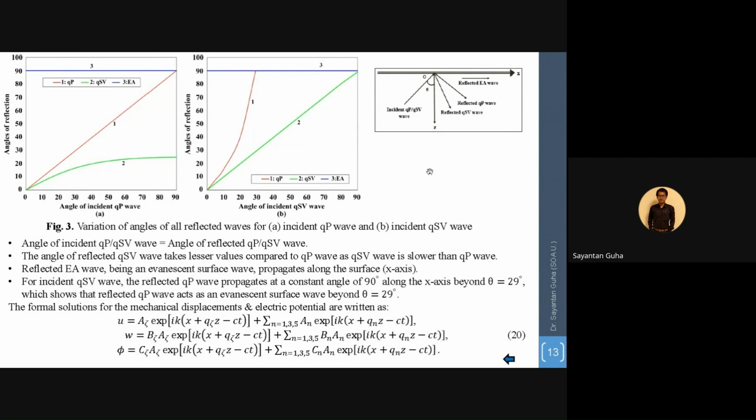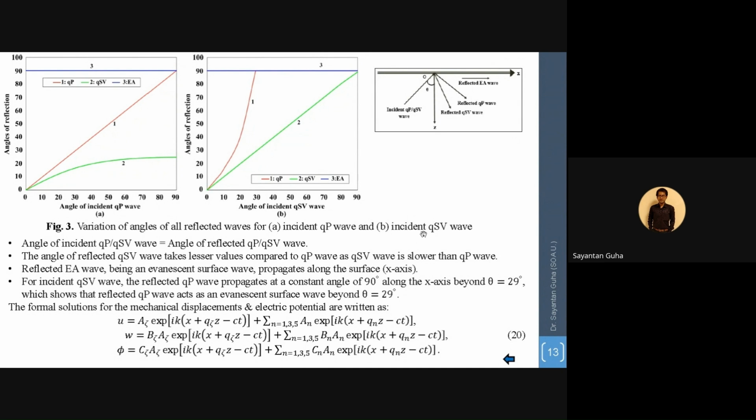What happens for an incident QSV wave? As the angle of the incident QSV wave keeps increasing, the angle of the reflected QSV wave also keeps increasing, which once again shows angle of incidence is equal to angle of reflection. Now, since the QP wave is the fastest wave, as the angle of the QSV wave keeps increasing, the QP wave angle also keeps increasing drastically until it reaches theta equal to 29 degrees, because at and beyond theta equal to 29 degrees, it just passes along the surface as an evanescent surface wave. And once again, the EA wave propagates along the x-axis.